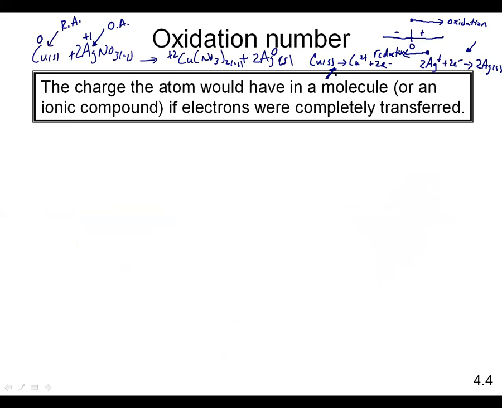All right, so what will help us determine what is being oxidized and reduced is being able to correctly identify the oxidation numbers.